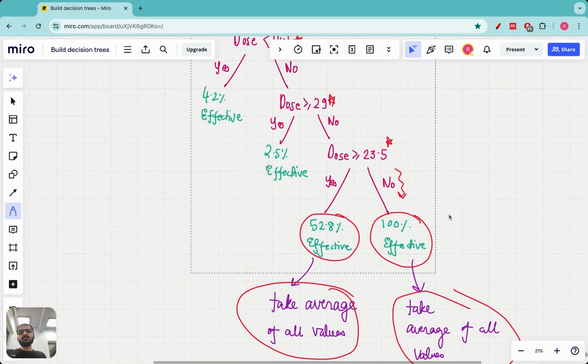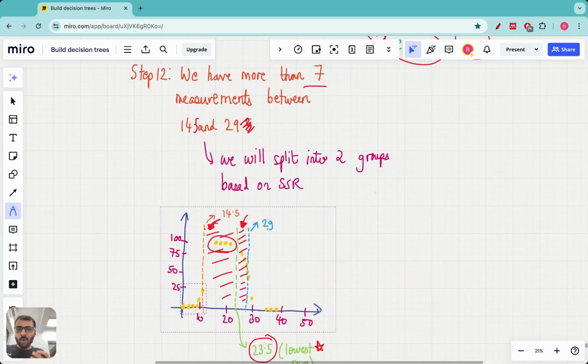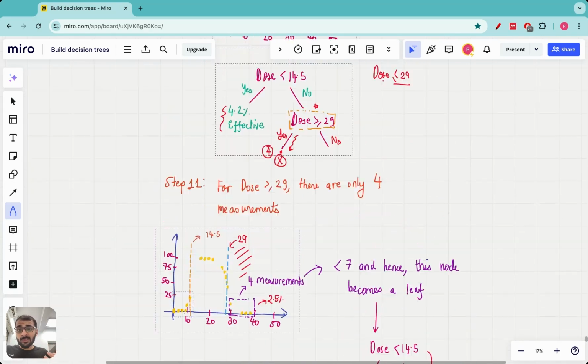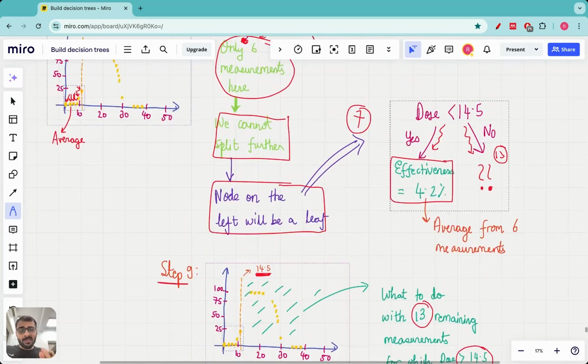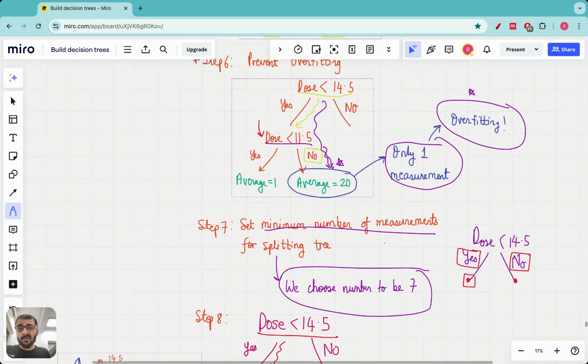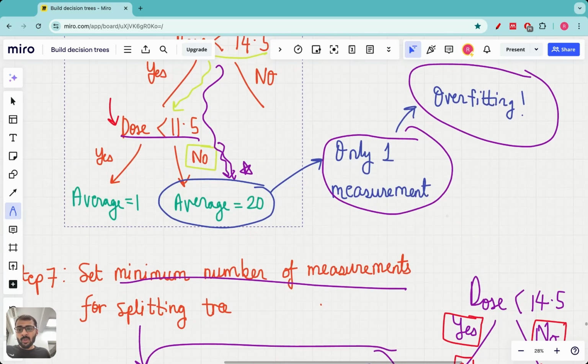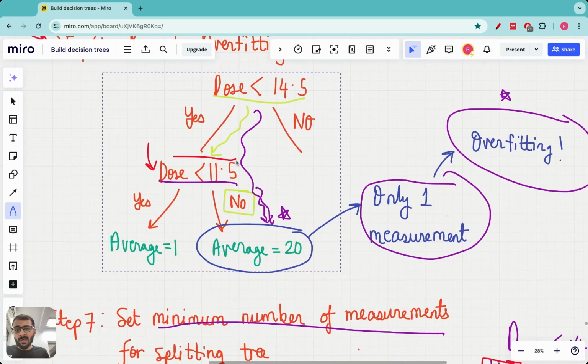So what you learned through this lecture is that not only we built a decision tree, but we learned some key concepts. The first key concept which we learned and which everyone should remember is the concept of overfitting. So if you did not know the concept of overfitting, you would have just had one more split here. If dose is less than 14.5, you would have one more split, and then you will keep splitting the tree. So the tree will keep on growing, and you will of course have a good performance on the training data because you are trying to match everything. But there will be only one measurement in some of the leaves, and that is not good. Which means it will lead to overfitting. Our tree won't perform well on the test data.